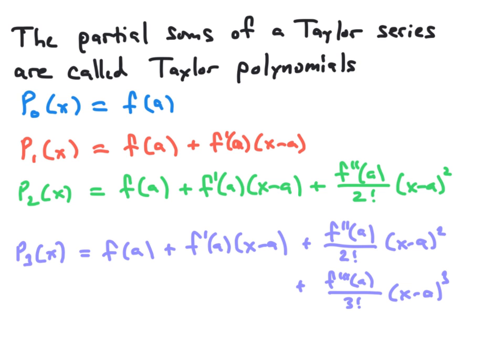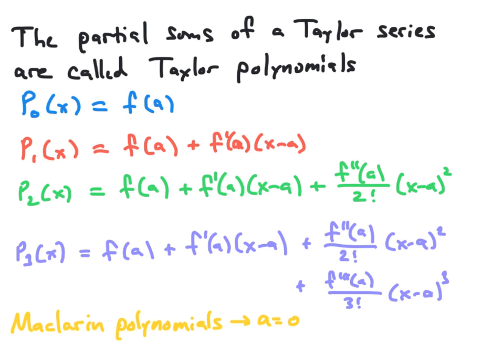Notice that the formula for the kth Taylor polynomial is just all of the terms of our Taylor series starting at n equals 0 and going to n equal to k. So p sub 0 is just the term of our Taylor series corresponding to n equals 0, which is f of a. P sub 1 is the Taylor series from n equals 0 to n equal 1, so f of a plus f prime of a times x minus a, and so on. Each Taylor polynomial has one additional term added onto it from the previous one, and we could, of course, continue on in a natural way to define p sub 4, p sub 5, p sub 6, and so on.